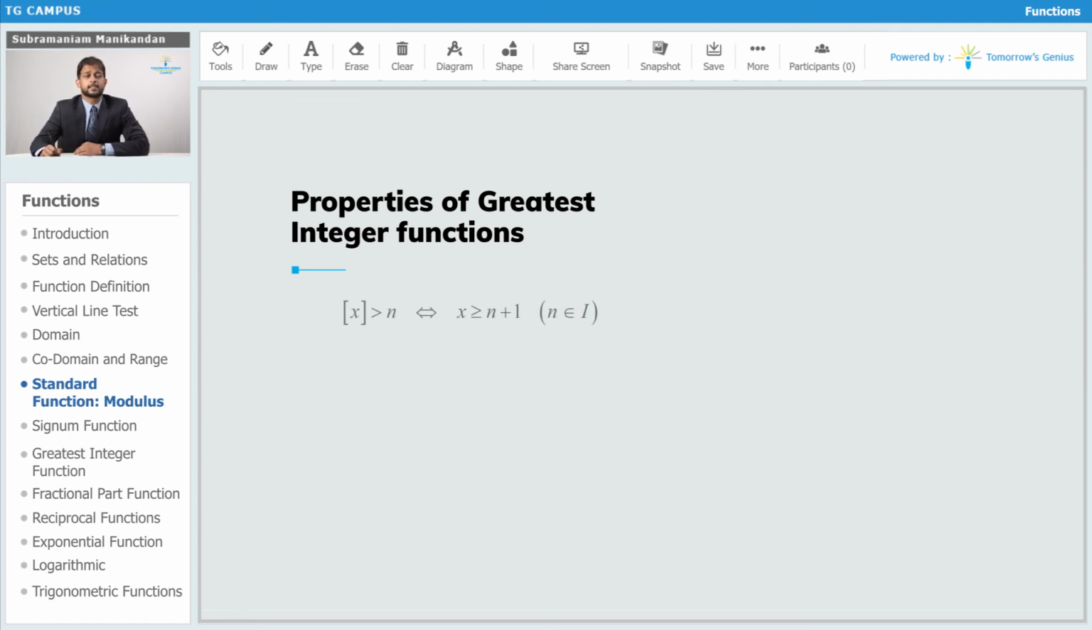Similarly, if box x is greater than n, then x itself is greater than the next integer to n. For example, if x is equal to 2.75 and n is equal to 1, then box x is equal to 2, which is greater than 1. Therefore, 2.75 is greater than n plus 1, which is equal to 2. So therefore, 2.75 is also greater than 2.